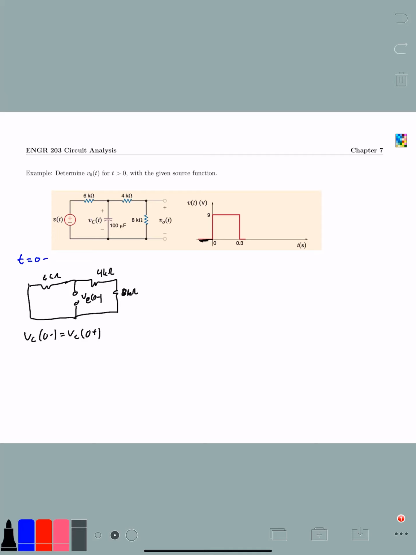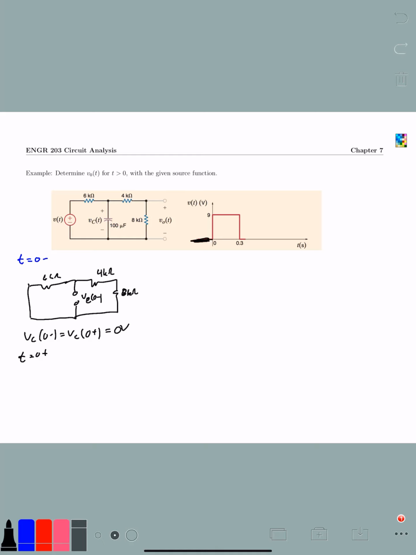And so the thing is that if you look at what's happening before the switch happens at 0, there's not any power being put into the problem. And so what that means is there's not going to be any voltage stored across the capacitor, so it's just going to be 0. So it's actually pretty easy at 0 minus here. Next thing up, we're going to look at 0 plus.